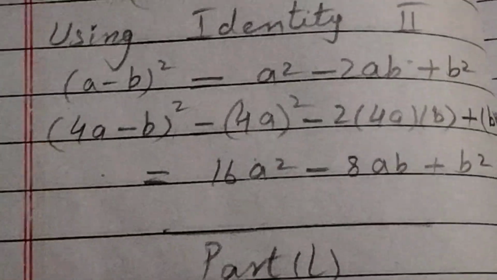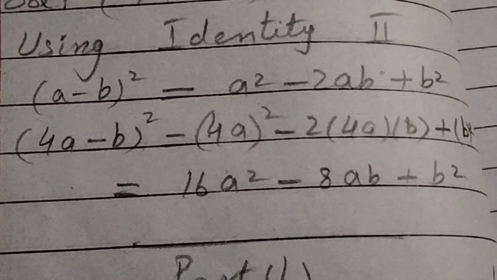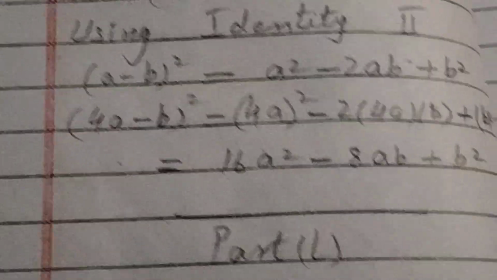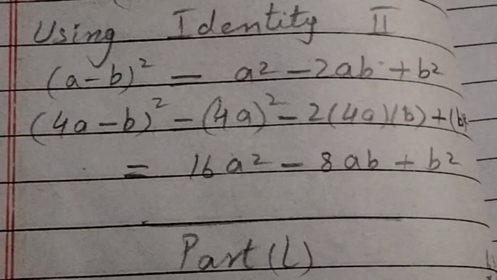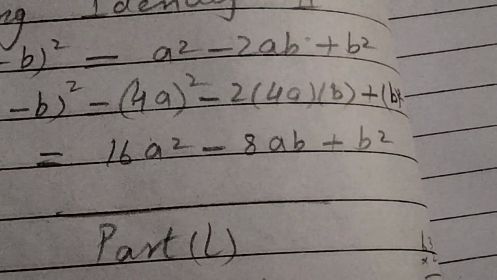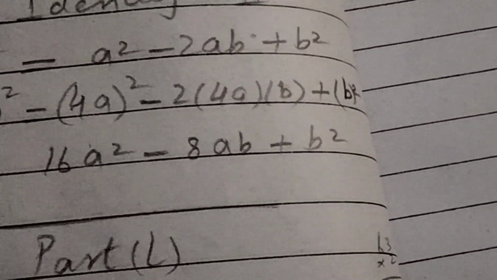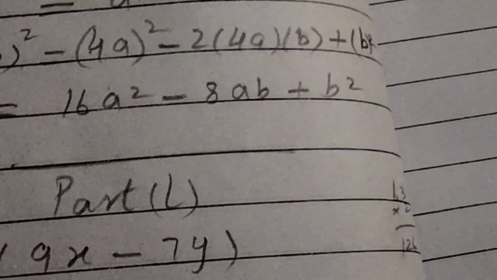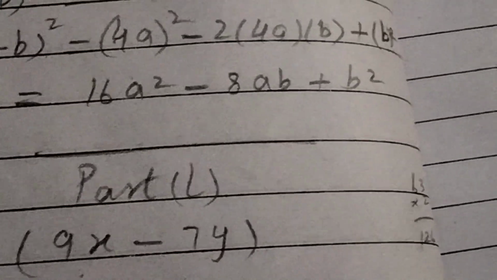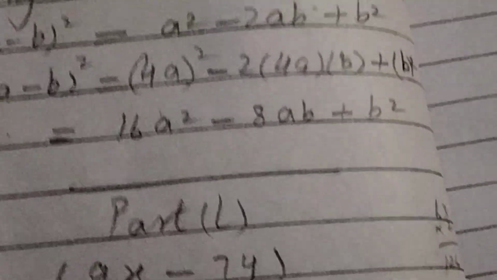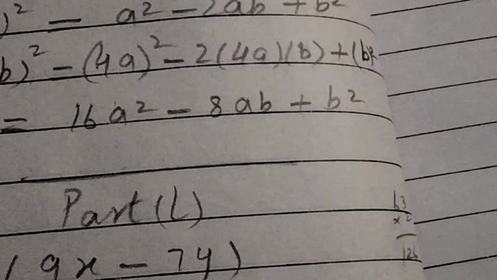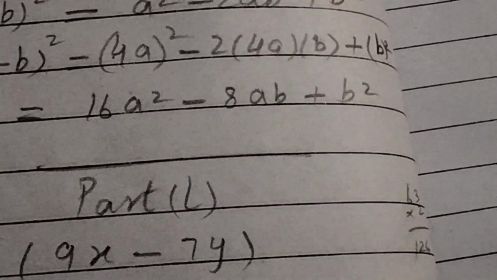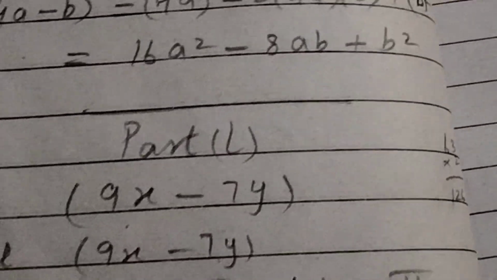Part K, 4a minus b. Using identity number 2, a minus b square, and putting the values of this part, 4a minus b square is equal to 4a square minus 2 times 4a times b plus b square. And after multiplication we get 16a square, 16 is the square of 4, minus 8ab, 2 times 4 is 8, 8ab, plus b square.